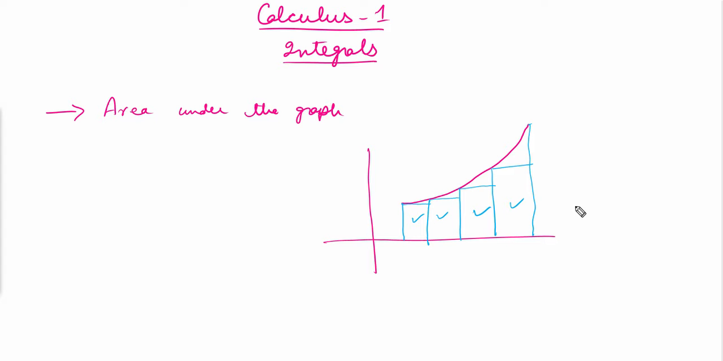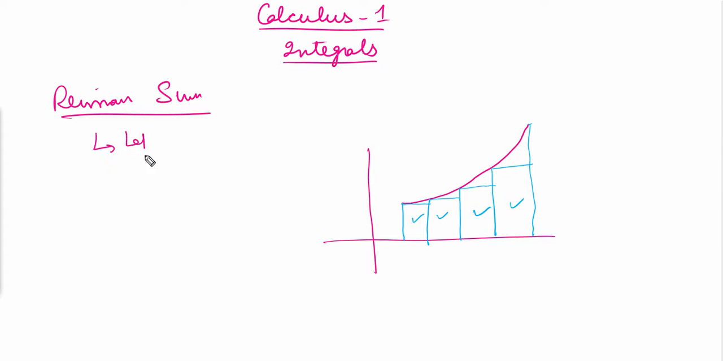But if we just have to approximate the area, then we have two methods to approximate it. The number one method is the Riemann sum method. In this method, we draw the rectangles underneath the graph, calculate the area of each, and add all the areas, and we get the answer. There are three types of Riemann sum: one is the left sum, one is the right sum, and the third one is the center sum.